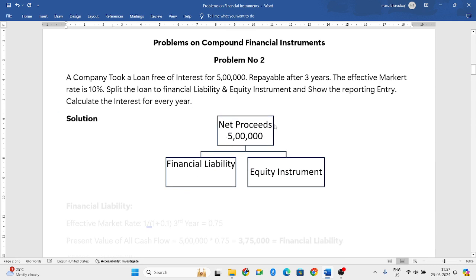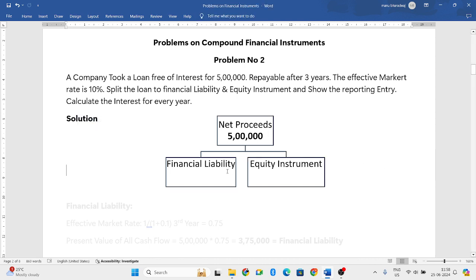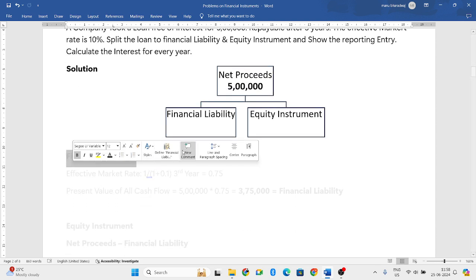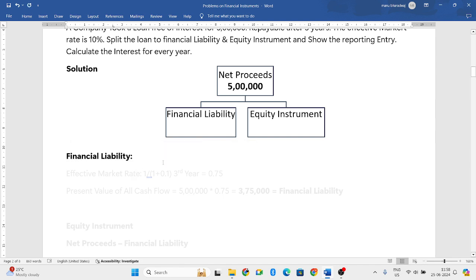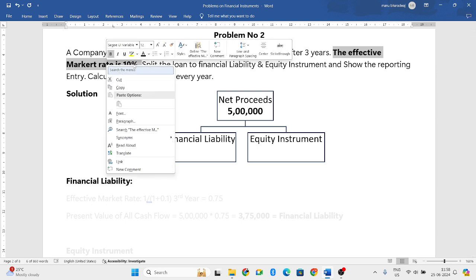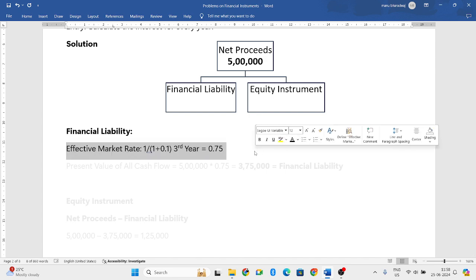Now we have total net proceeds. So in total the company is generating a 5 lakh rupees loan that we have to split into financial liability as well as equity instrument. So this is what we need to do. First, let us calculate the financial liability. In order to calculate financial liability, we will consider the effective market rate. First, let us find out the effective market rate.